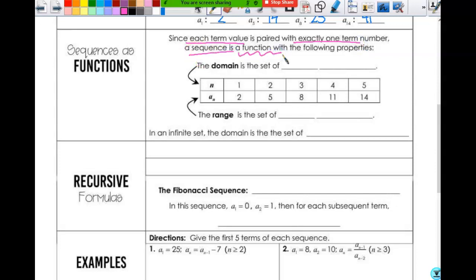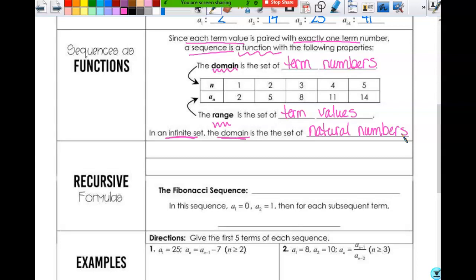with the following properties. The domain is the set of term numbers, so my term numbers are 1, 2, 3, 4, 5. The range is the set of term values. It's your outputs. So your input and your output, just like it has been. In an infinite set, the domain is the set of natural numbers. Your natural numbers are your positive integers. They're your counting numbers. 1, 2, 3, 4, 5, and so on to infinity. Doesn't include 0 or the negative numbers.